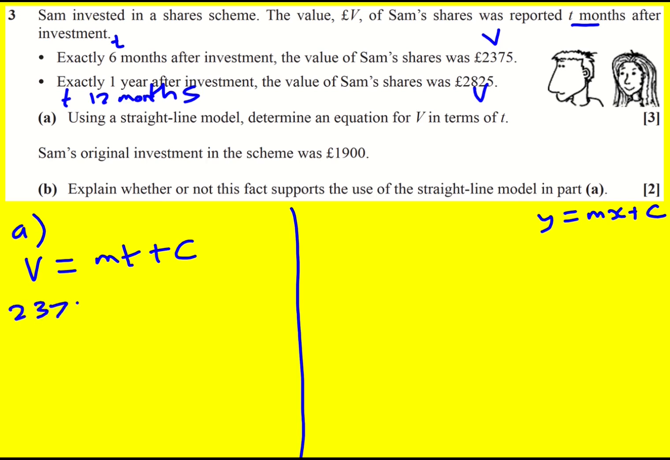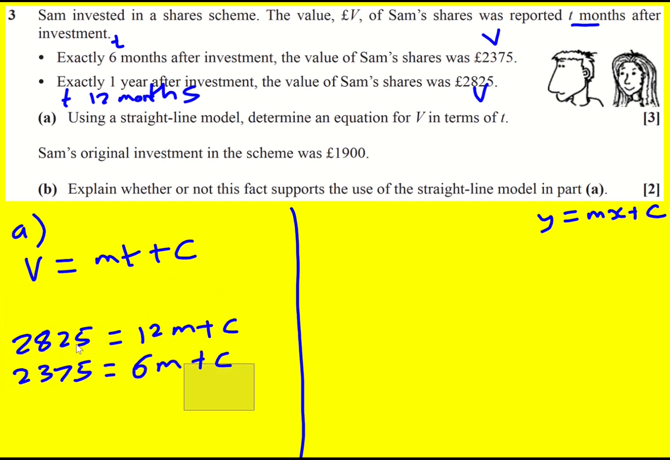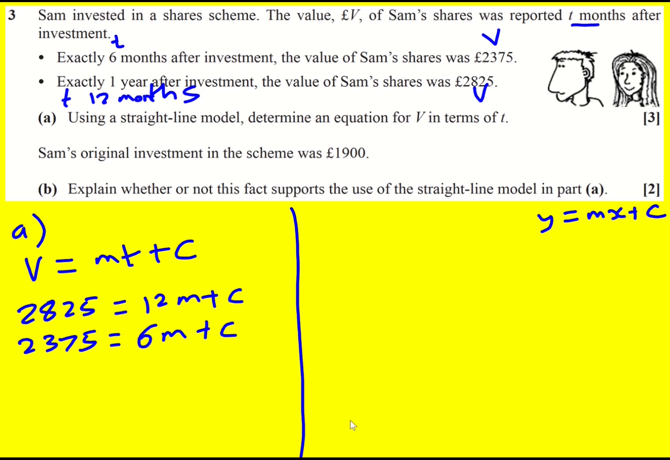So 2375 equals 6m plus c. I've replaced t by 6. And then 2825 equals 12m plus c. Actually, I've got simultaneous equations that I can solve. So I'm going to write them in the opposite order and then subtract them to eliminate c. That gives 450 equals 6m, because the c's cancel. And that therefore gives m is equal to 75.